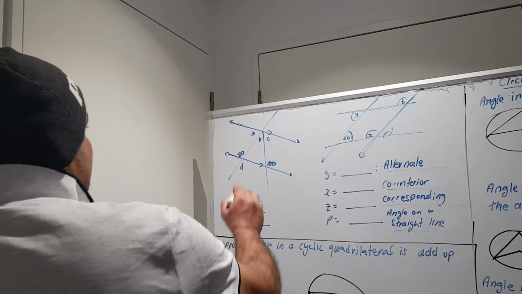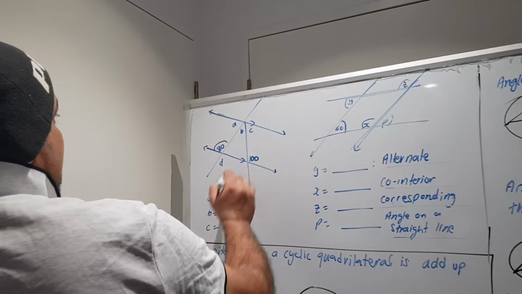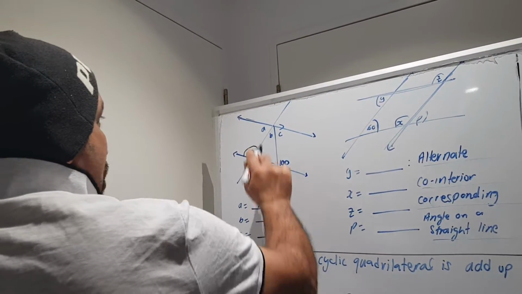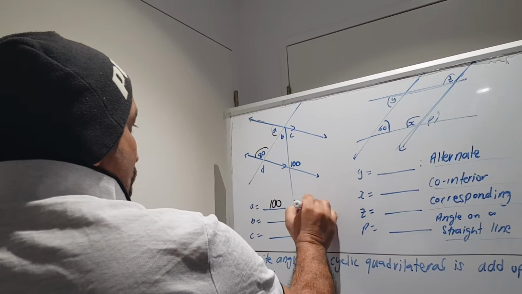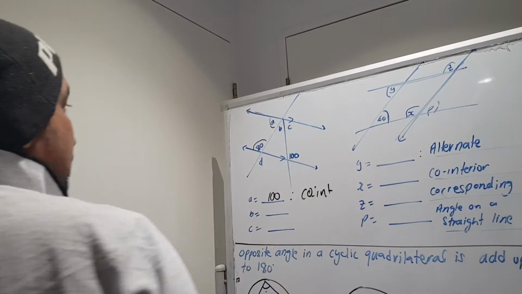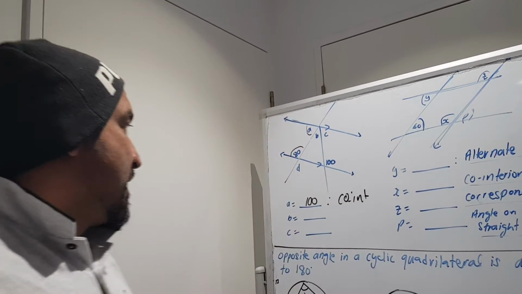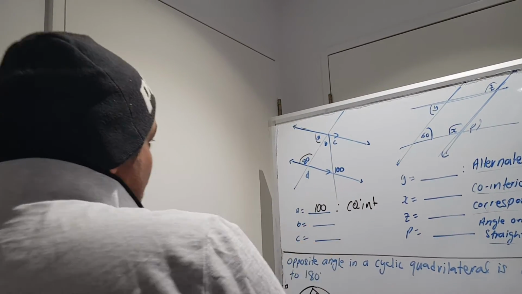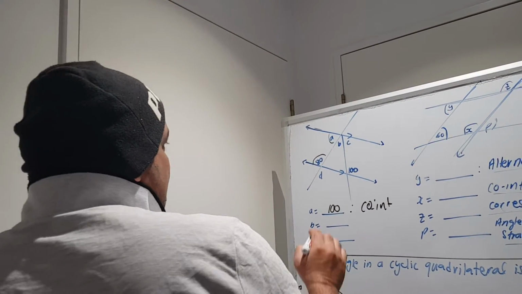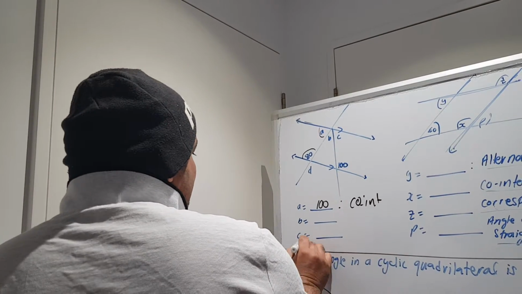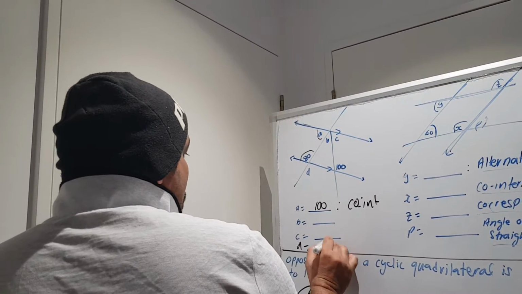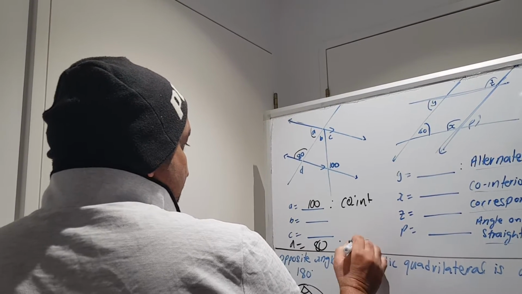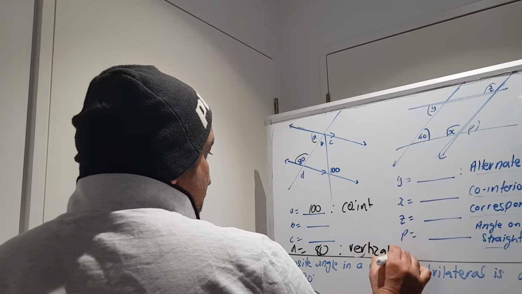So if I say A, if this is 80, the value for A will be 100. The reason is they are co-interior. Co-interior angles add up to 180. B, we'll wait for B later on. So let's do D. If this is 80, my D will also be 80. This time my reason is vertically opposite. They are vertically opposite angles.